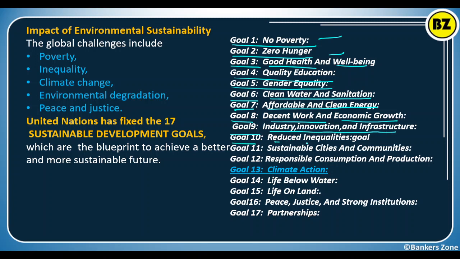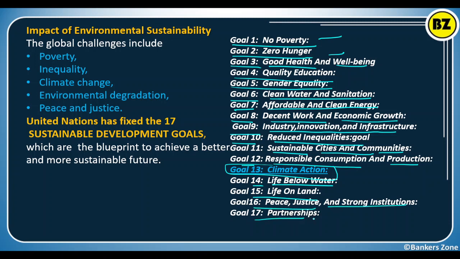The 10th is reduced inequality. Goal 11 is sustainable cities and the communities. The 12th is responsible consumption and the production. Goal 13 is about the climate change. 14 is life below water, for the aquatic, right? The 15th is life on the land. The 16th is peace, justice, and strong institutions.